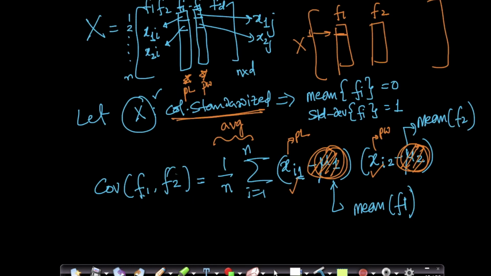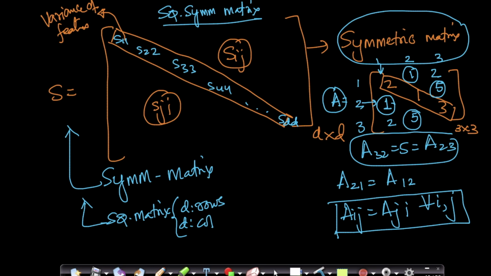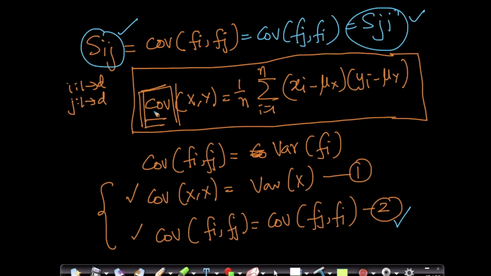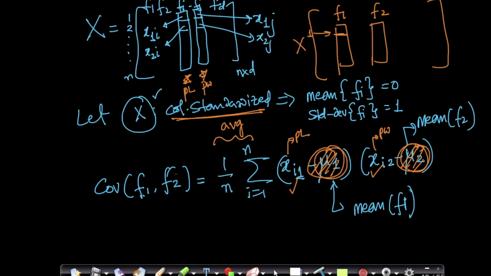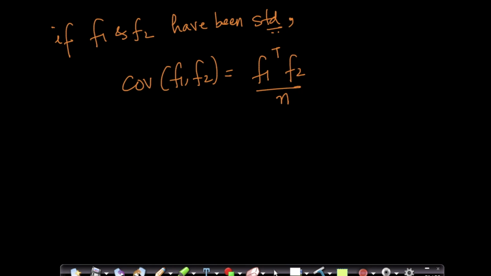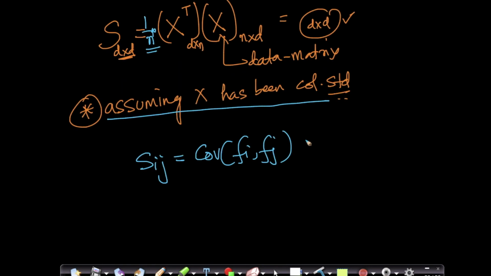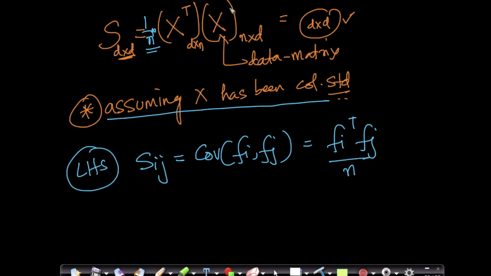Let's look at the definition, not the formula. What is the definition of each element Sij? It's nothing but the covariance of feature i and feature j. I know from the formula that covariance is nothing but f1 transpose f2 by n. So this is nothing but Fi transpose Fj by n. Think of this as your LHS. I'll prove that the ijth component of your RHS is exactly this.